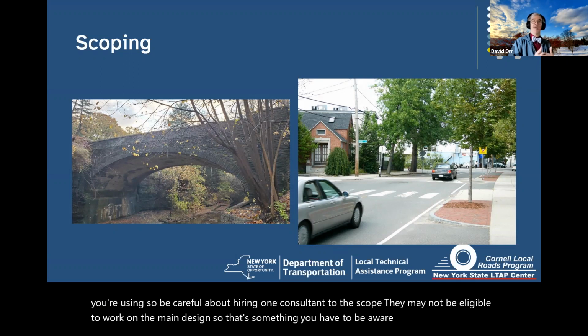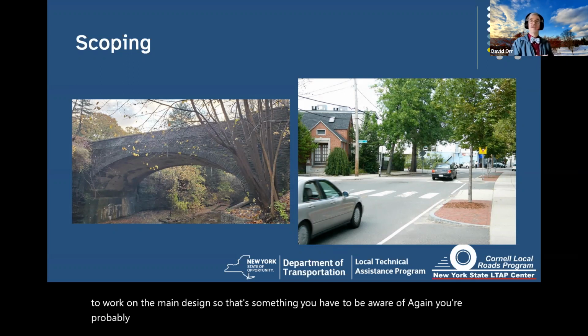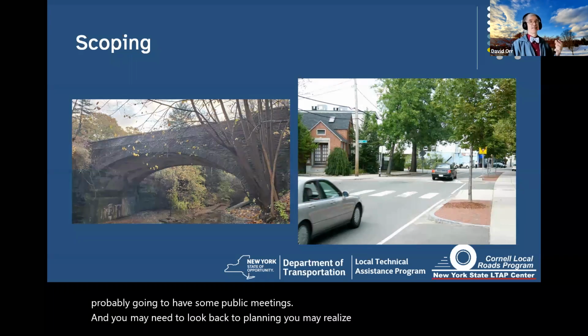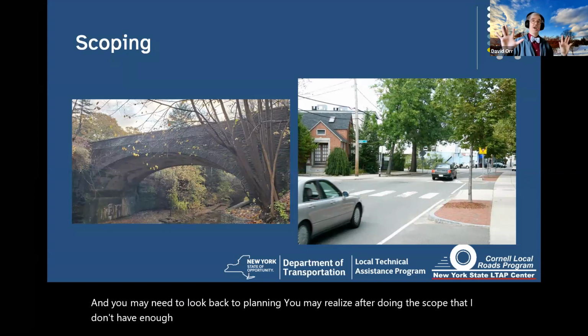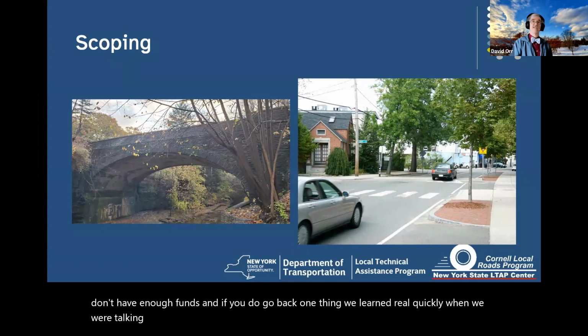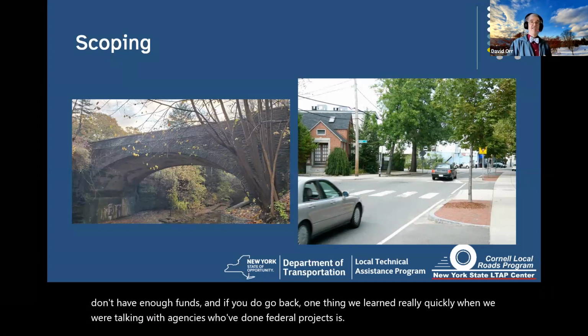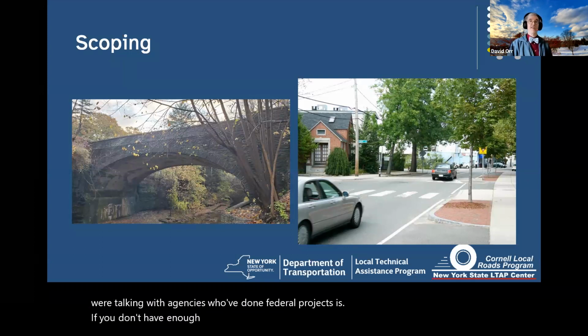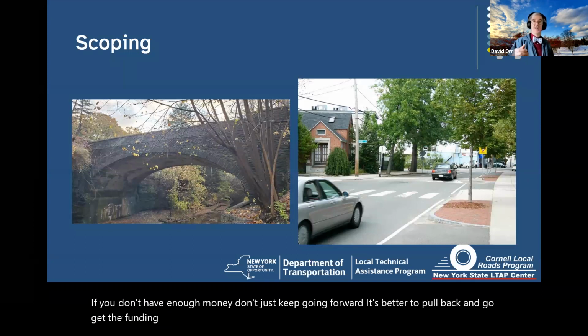Again, you're probably going to need to have some public meetings, and you may need to loop back to planning. You may realize after you're doing the scope that you don't have enough funds. And if you do, go back. One thing we learned real quickly when we were talking with agencies who've done federal projects is if you don't have enough money, don't just keep going forward. It's better to pull back and go get the funding you need than to try to do it on a shoestring. That could be very dangerous.